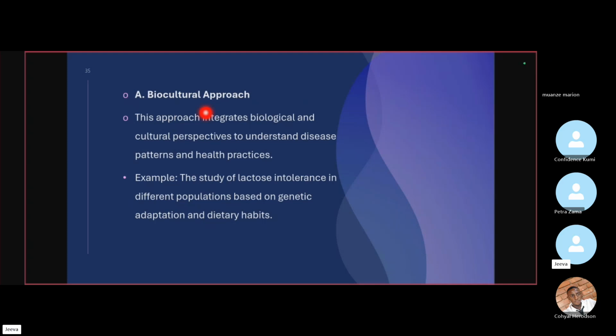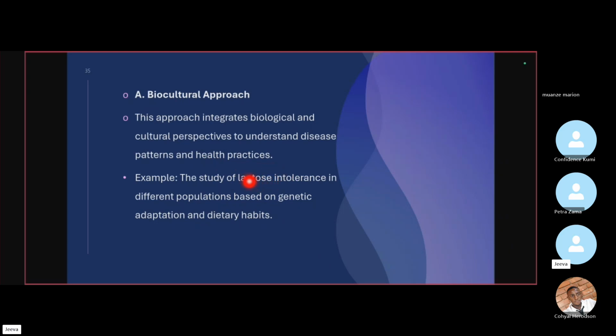One is the biocultural approach. This is an approach which will integrate biological and cultural perspectives to understand disease patterns and health practices. For example, when you're studying lactose intolerance in different populations based on genetic adaptation and dietary habits. Some people have this lactose intolerance. Lactose intolerance means they can't consume any sort of milk or dairy products. If they consume any milk or other dairy products, they'll start to vomit. So that condition we call lactose intolerance.